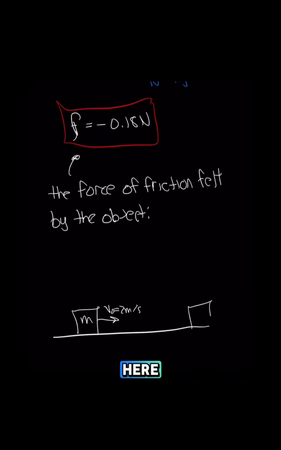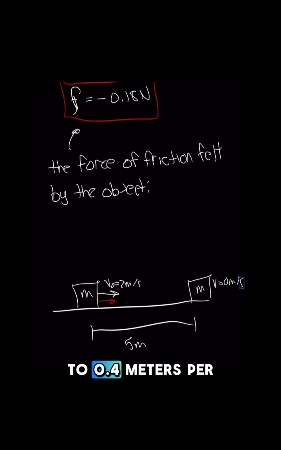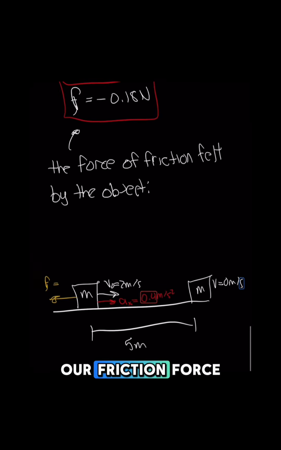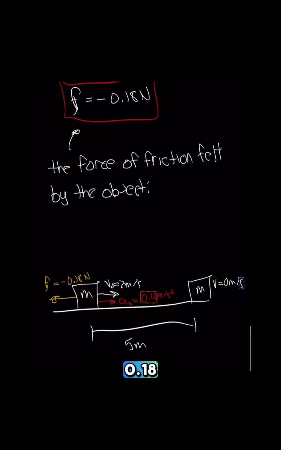Draw a diagram here. We have the acceleration equal to 0.4 meters per second squared, and then we have our friction force equal to negative 0.18 newtons. So that's going to be applied onto the object while it's in motion. That's what causes it to eventually reach velocity equal to 0.